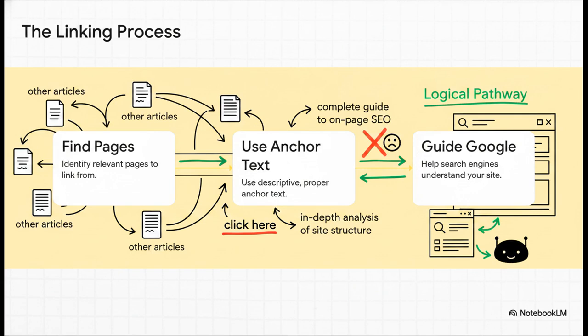And the process is pretty straightforward. First, you find related articles on your own site. Then, you'd link from those articles using descriptive anchor text. That's the actual clickable text. So instead of click here, use something specific like our complete guide to on-page SEO. This just creates a really clear path for both the search engines and for your readers.